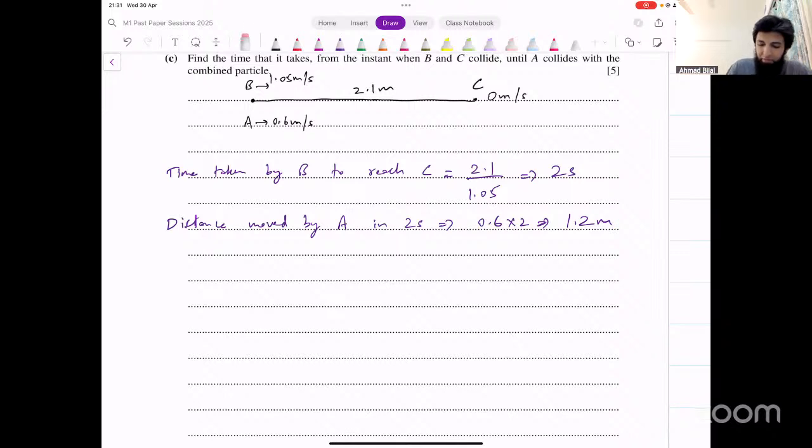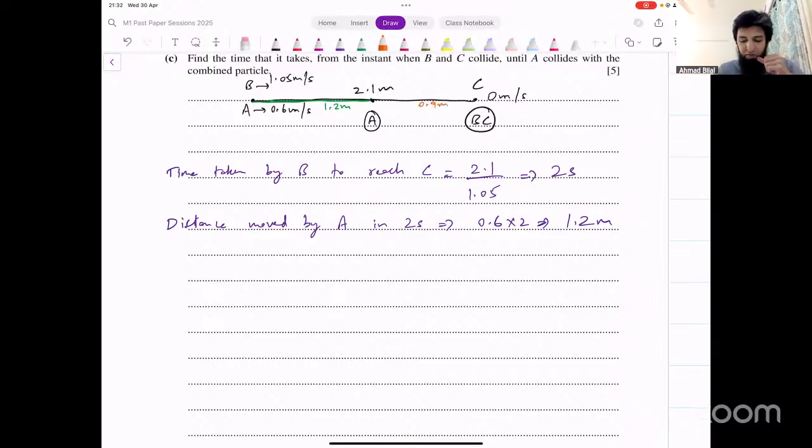So when B and C collide here and they've coalesced to become one single particle, where has A reached at that point? A has reached this point such that the distance from its starting point is 1.2 meters. How do I represent that? I can say this distance in green, this is 1.2 meters. So A will be here at that point. And now what's the remaining distance between these two particles? The remaining distance between these two particles is 2.1 minus 1.2. What's that? That's 0.9 meters. So 0.9 meters is what is still left.